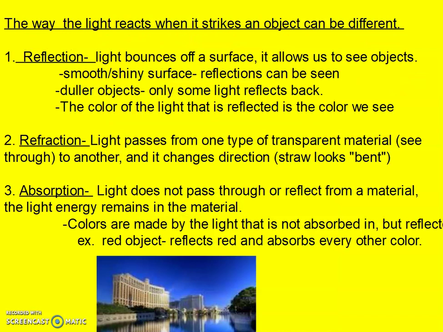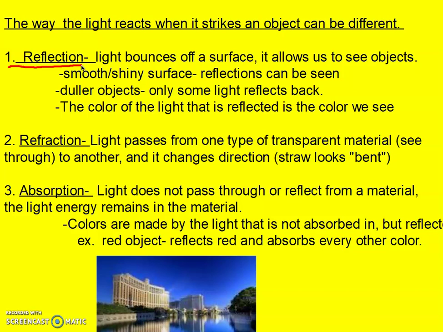Next, we have properties of light, and now the way light reacts when it strikes an object can be different. For instance, one is reflection. Light bounces off a surface and allows us to see objects. The light in your room bounces off every object so you can see it. On smooth and shiny surfaces, reflections can be seen.